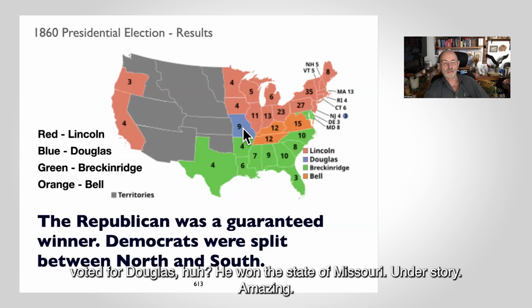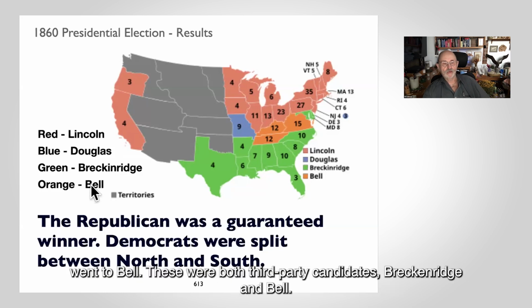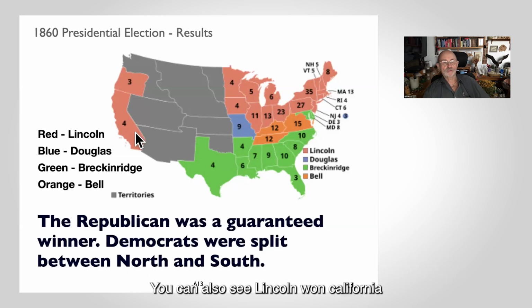End of story. Amazing. All the green states, the entire South, all the slave states went to Breckinridge. And the orange states here, the northern southern states, Virginia, Kentucky, and Tennessee, went to Bell. These were both third-party candidates, Breckinridge and Bell. You can also see Lincoln won California and Oregon.